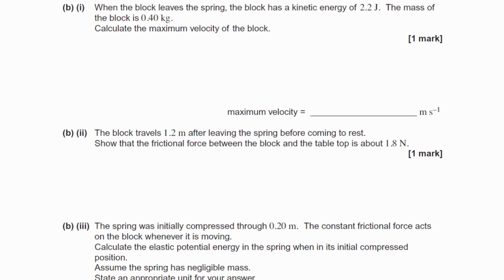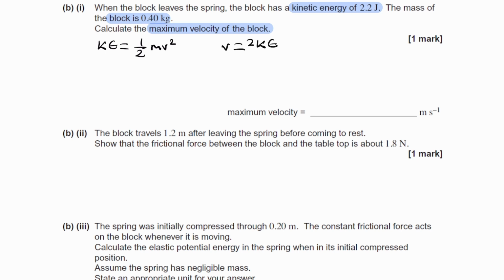When the block leaves the spring, the block has a kinetic energy of 2.2 joules. The mass of the block is 0.4 kilograms. Calculate the maximum velocity of the block. So this is straightforward. We're just using kinetic energy is equal to a half mv squared. Speed is then equal to the KE times 2 divided by mass, square rooted. Square root of 2 times 2.2 over 0.4, which gives a velocity of 3.3 meters per second.